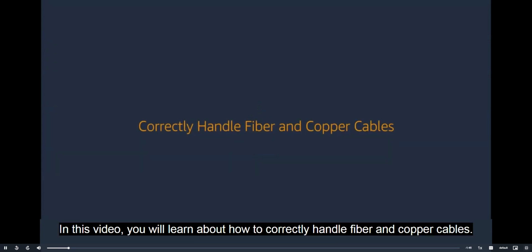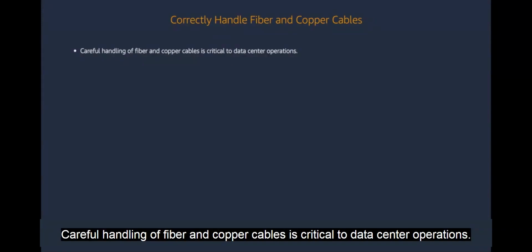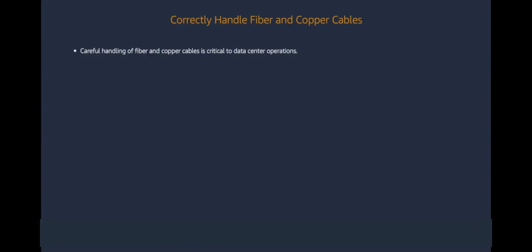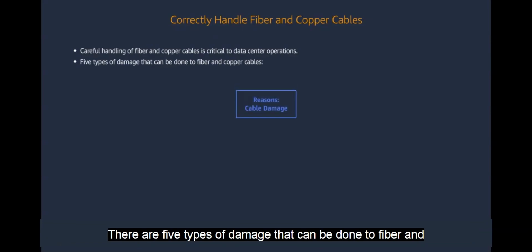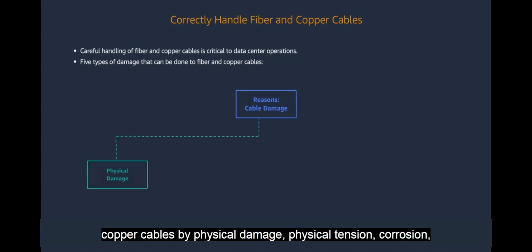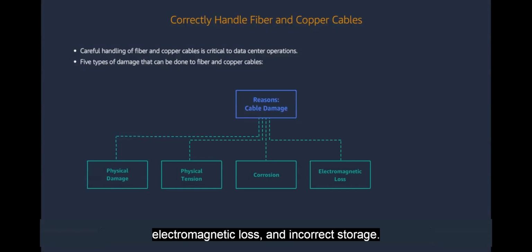In this video, you will learn about how to correctly handle fiber and copper cables. Careful handling of fiber and copper cables is critical to data center operations. There are 5 types of damage that can be done to fiber and copper cables: physical damage, physical tension, corrosion, electromagnetic loss, and incorrect storage.